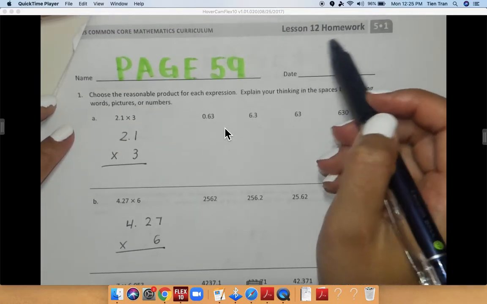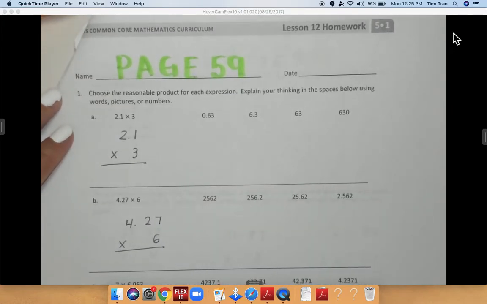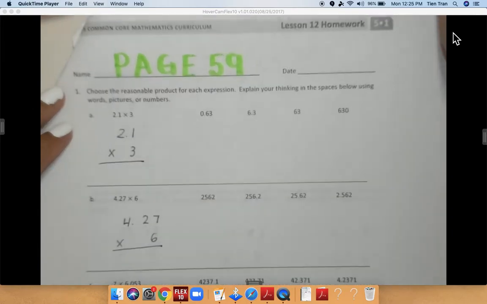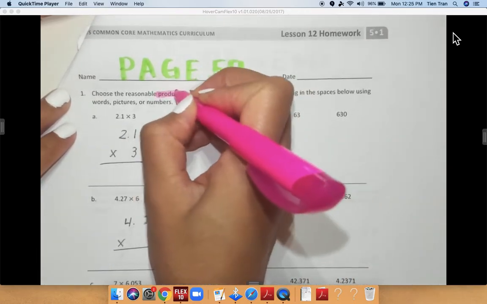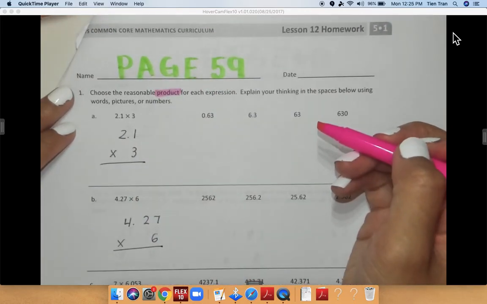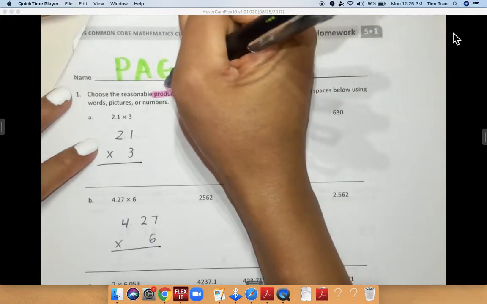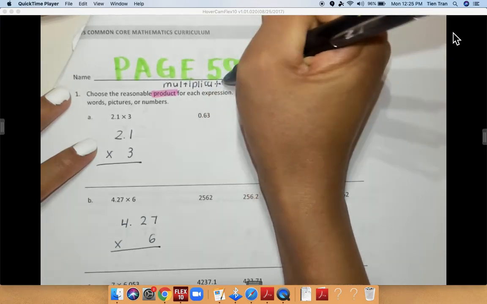This is lesson 12 homework, page 59. Make sure you are turning to page 59 in your homework. So the first question asks you to choose the reasonable product for each expression. So product means the answer to a multiplication problem. So that's what we're looking for. We're going to look for the answer to a multiplication problem.